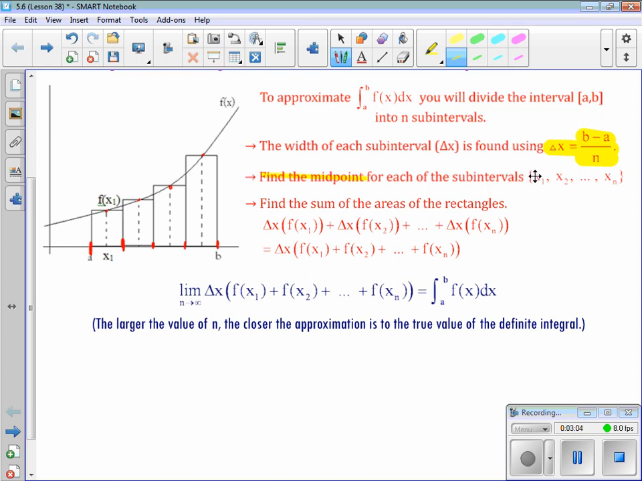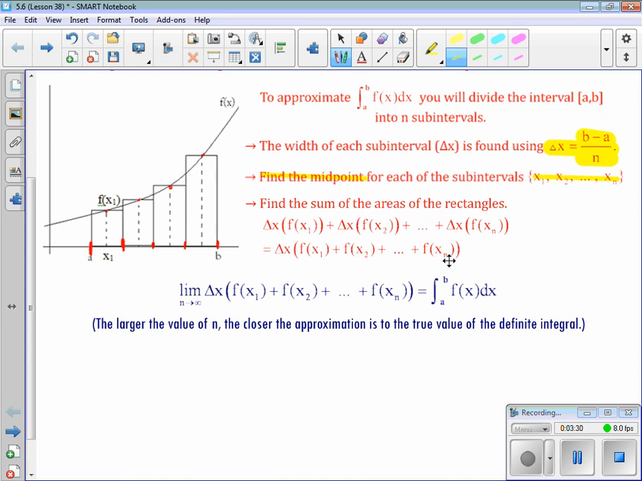So if the midpoints are these, x1, x2, dot, dot, dot, x sub n, then to find the area of the rectangles, you would take what the width is times the height at that midpoint, right? And the height at that midpoint would be the y value at that midpoint. And to find the y value, you just plug it into the equation, right? So here's like a formula.